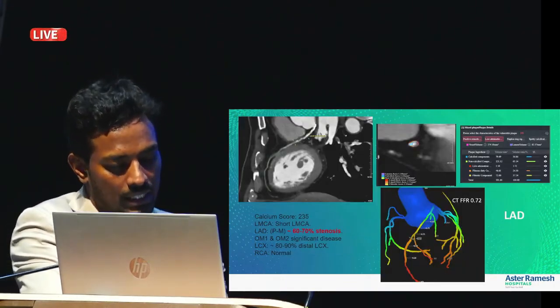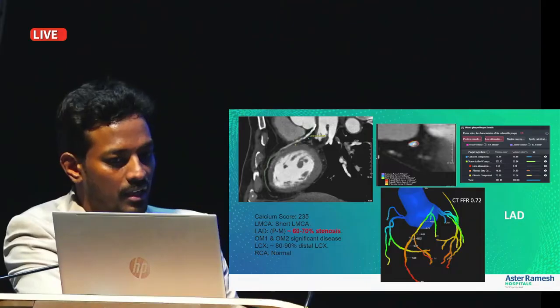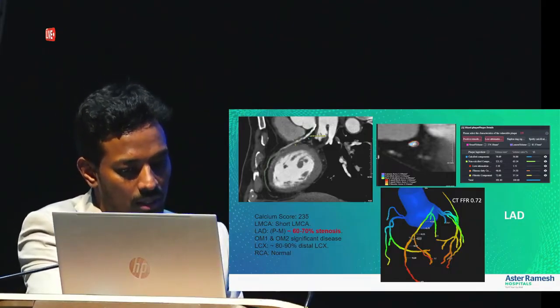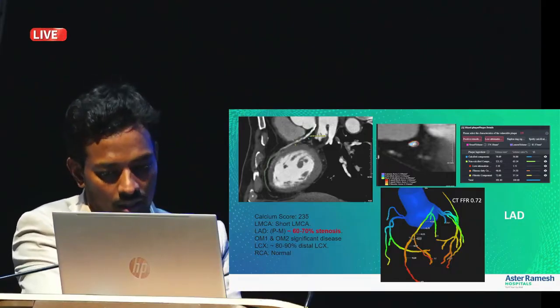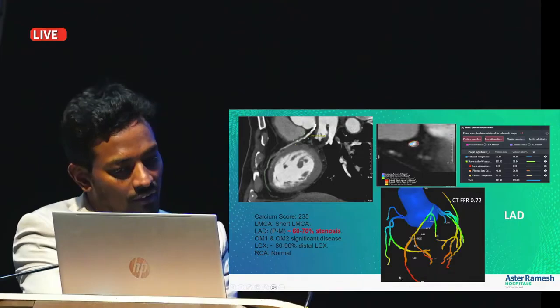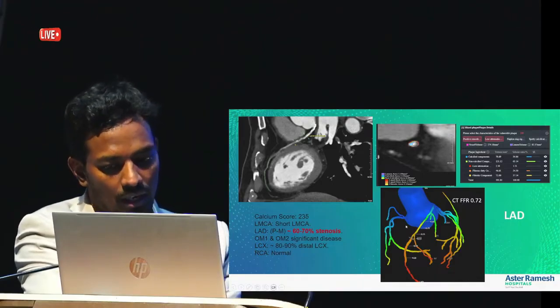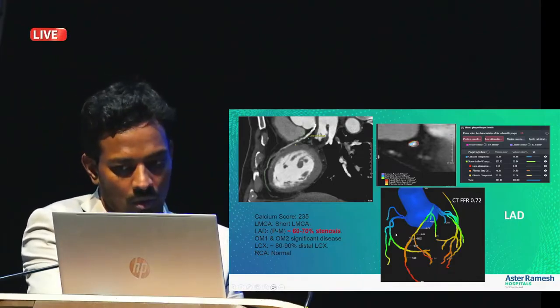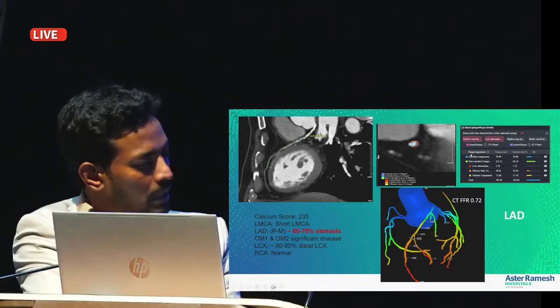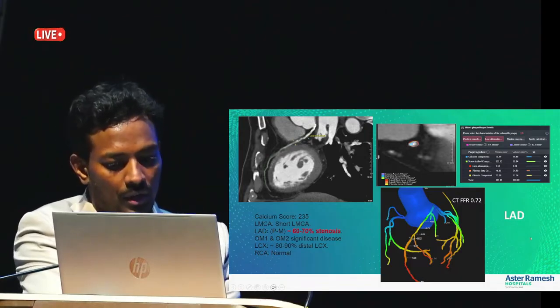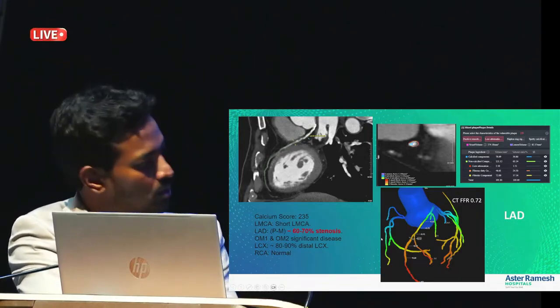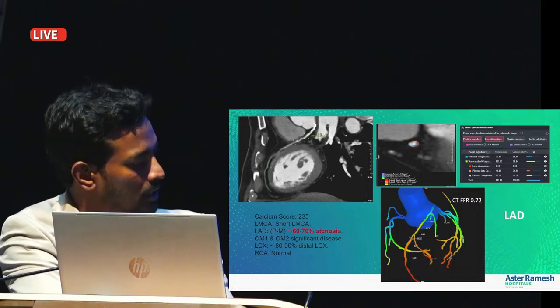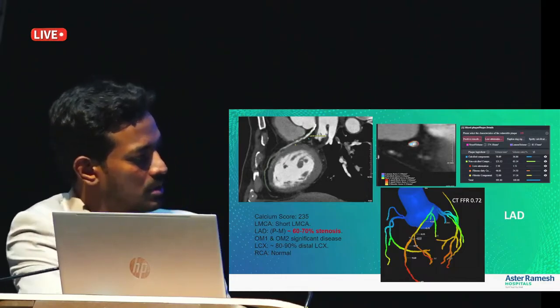So you can see with the calcium score of 235, we have an intermediate lesion again in the LAD, proximal to mid. The lesion was tight, and the CT FFR value for this LAD was 0.72, with plaque characteristics of posterior remodeling and low attenuation plaque. So what do you think should be the next thing? How would you approach this?